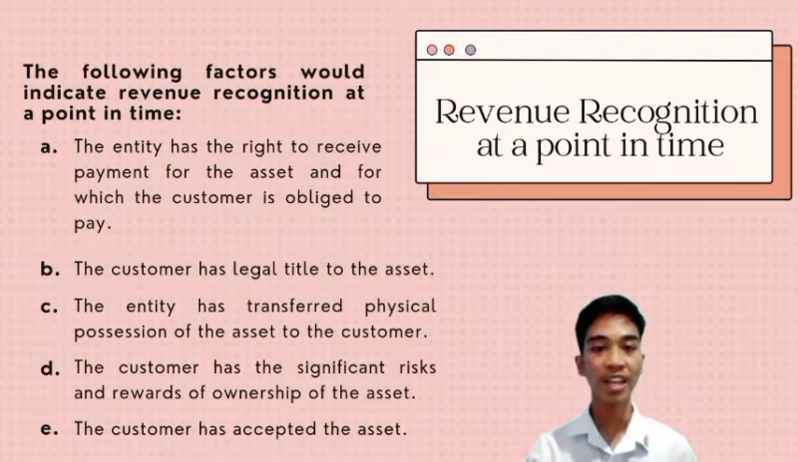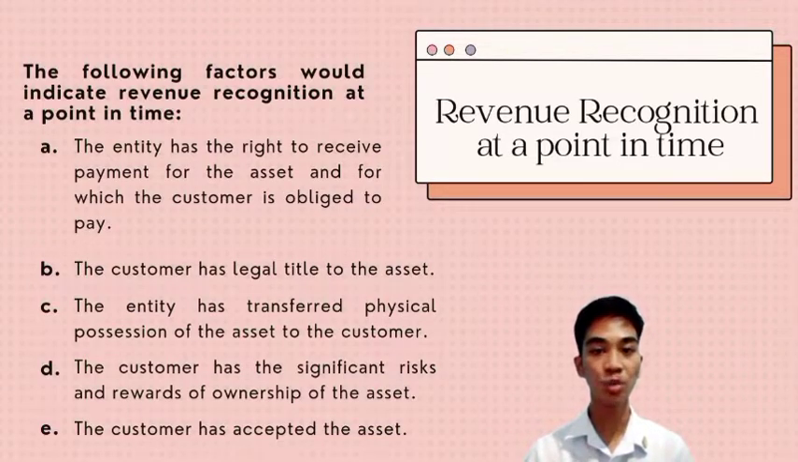Letter A, the entity has the right to receive payment for the asset and for which the customer is obliged to pay. The entity has a present right to payment for the asset if a customer is presently obliged to pay for an asset. This may indicate that the customer has obtained the ability to direct the use of and obtain substantially all of the remaining benefits from the asset in exchange.